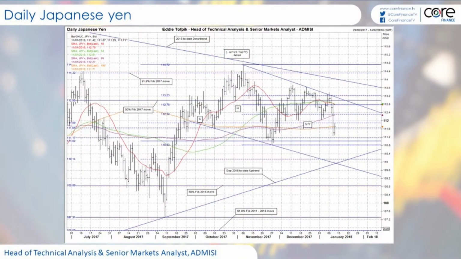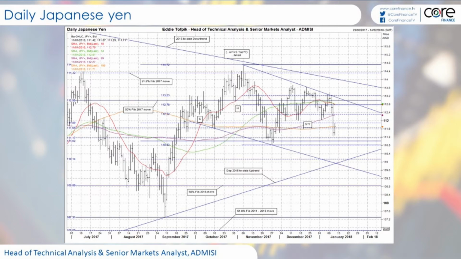Let's have a quick look at the majors. Let's kick off with dollar yen, a daily chart. What are your thoughts there? The old head and shoulders top is looking as if it's coming back again. I thought that had died and gone the way of all things, but it looks like it may still be on. It's a very ragged shoulder, but it's potentially there.